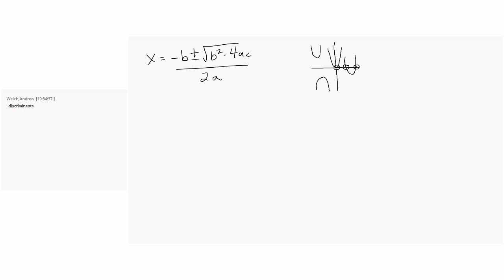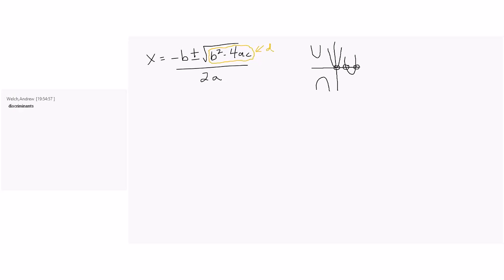What you're going to do is find the discriminant. And the discriminant is this part of the quadratic formula here. Let me grab a different color. So just b squared minus 4ac, that's called the discriminant.